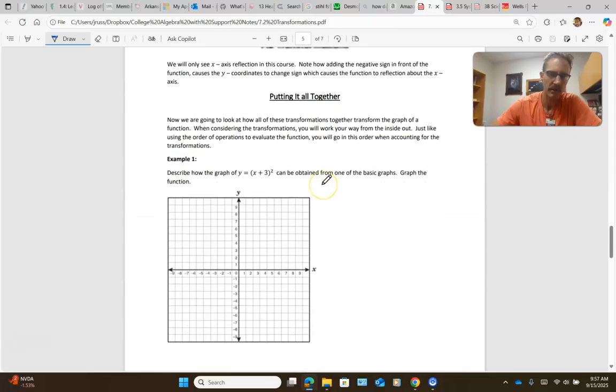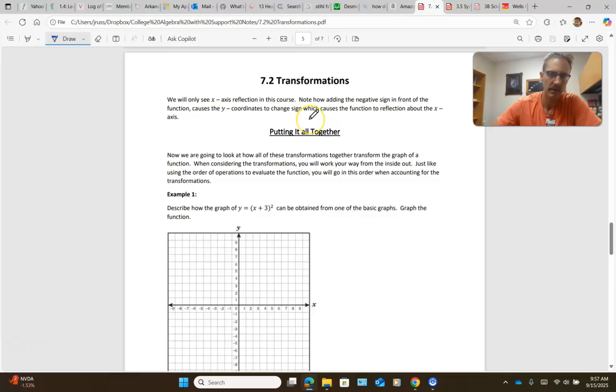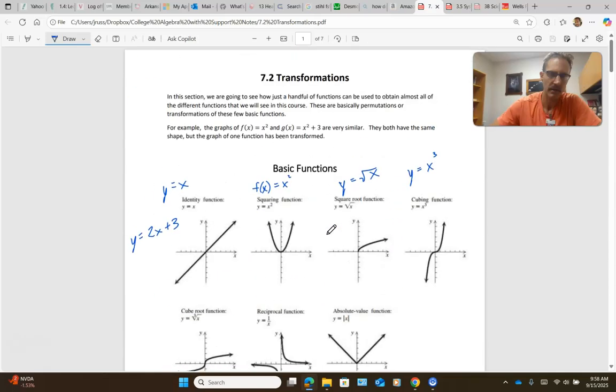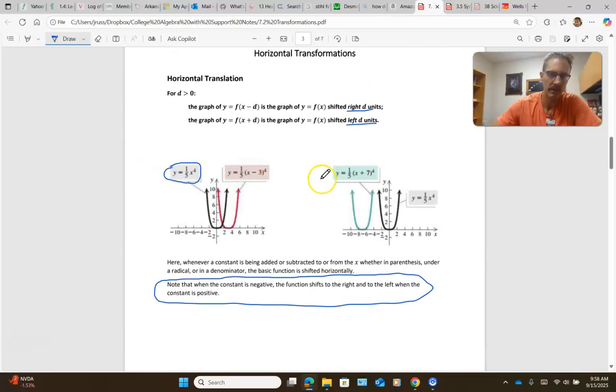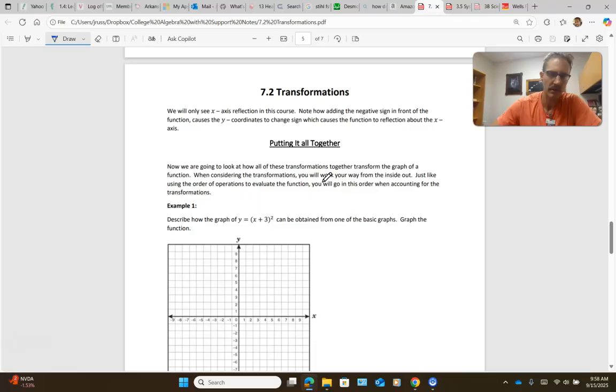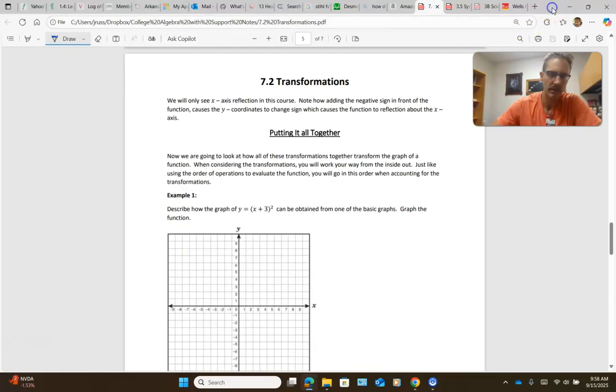Now, I think we'll wait for the part 2 video to put all of this together. They're going to give us some function, like example 1, and ask us, this is a transformation of which of those 7 basic functions that we saw up here, and then furthermore, what is the transformation or transformations? And then they're going to have us graph it. You'll have to graph these in your homework as well. We'll do that in part 2. We'll finish this up. I've got several examples.